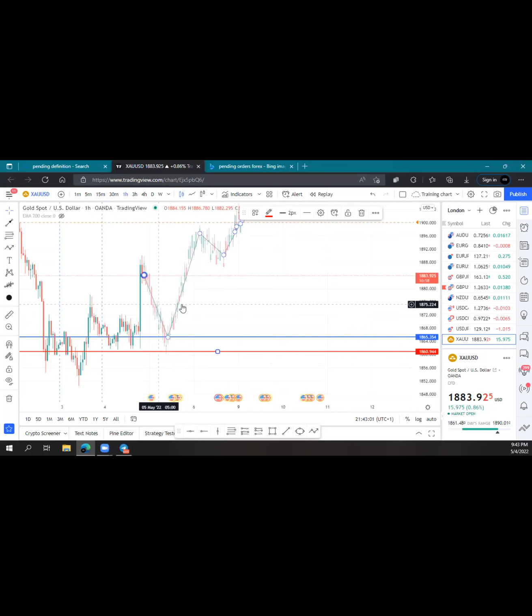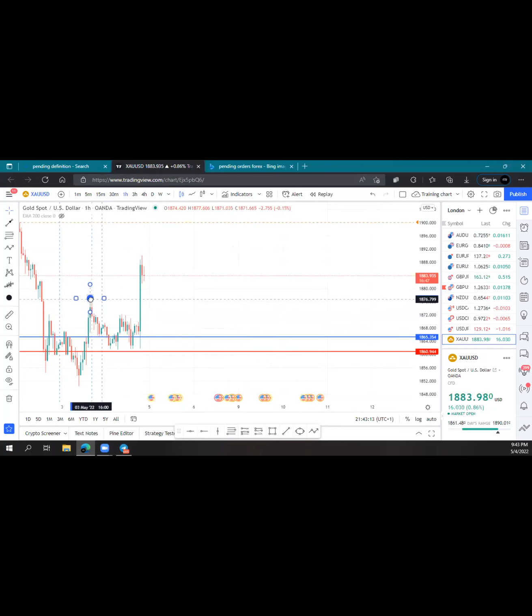1860.91. Let's assume that was your stop loss. Now, let me actually show you guys what really happened. If you took the trade, you know that this trade activated. This trade hit take profit.